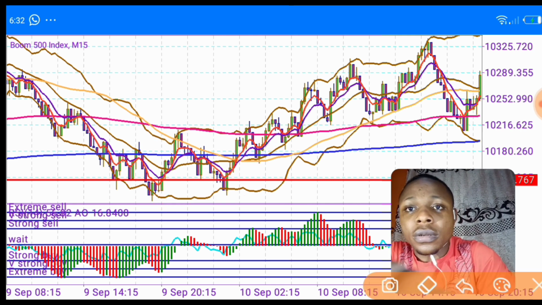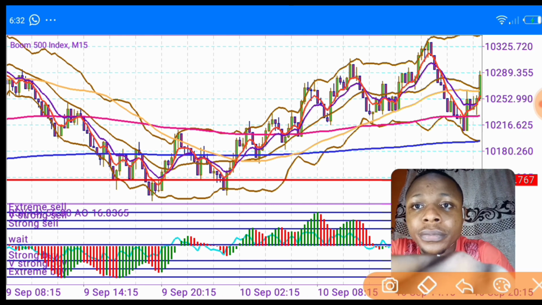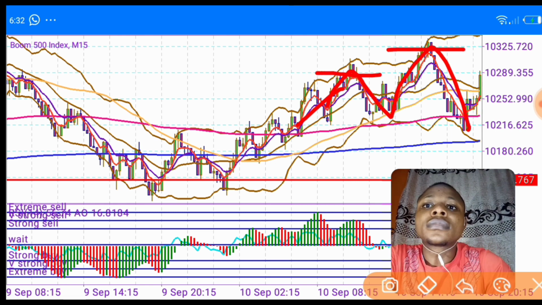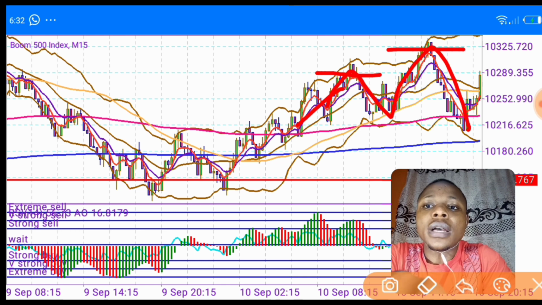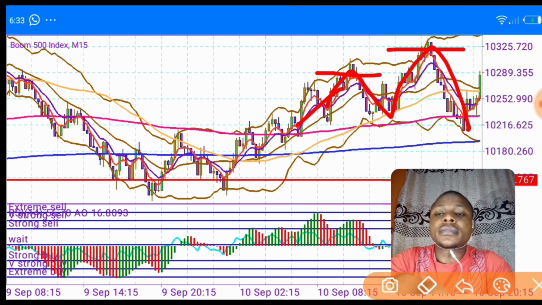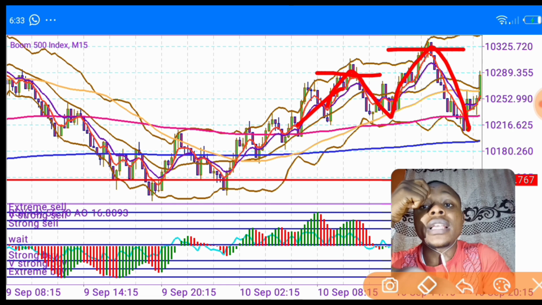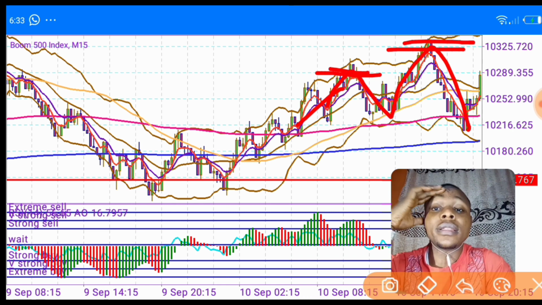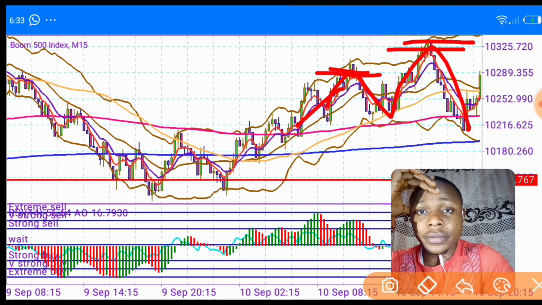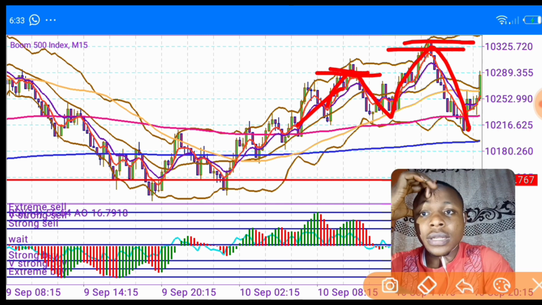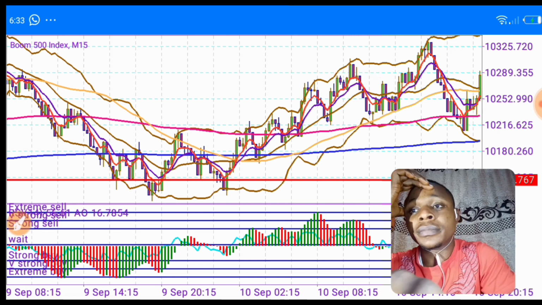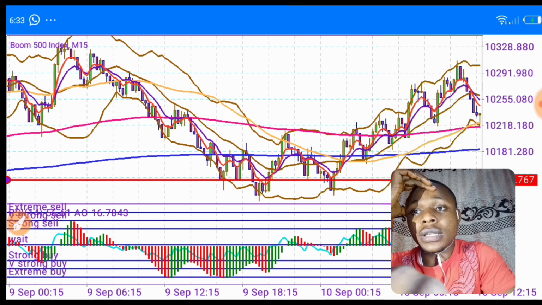This is a good example of a double top. Do you know the category this one is falling into? The previous high is lower than the current high. So that's another example, but this one is on the same level. That's a double bottom. This is another double top.